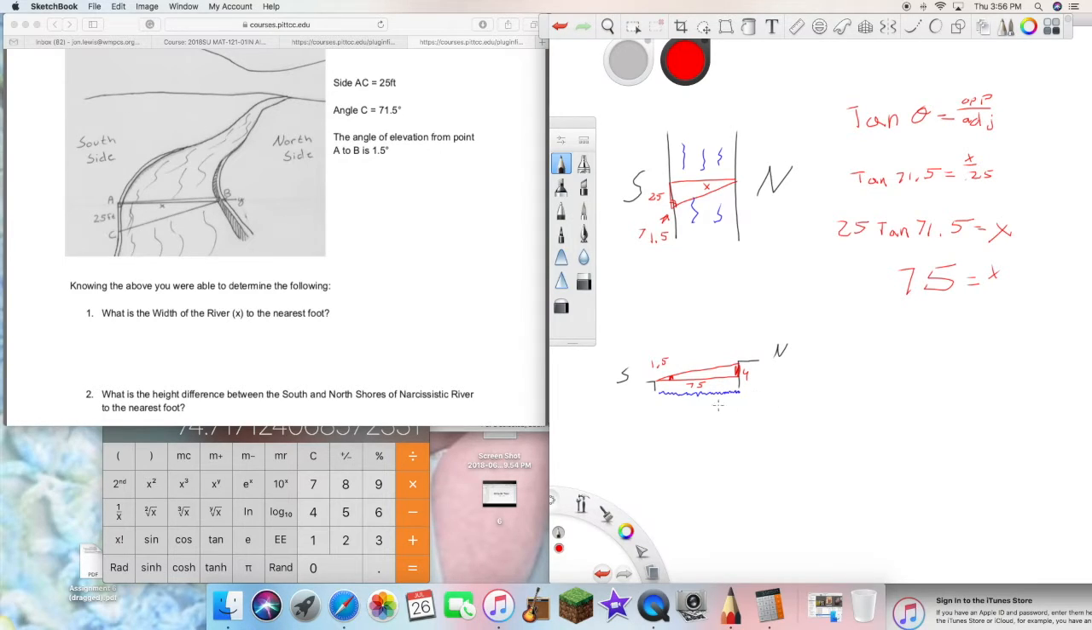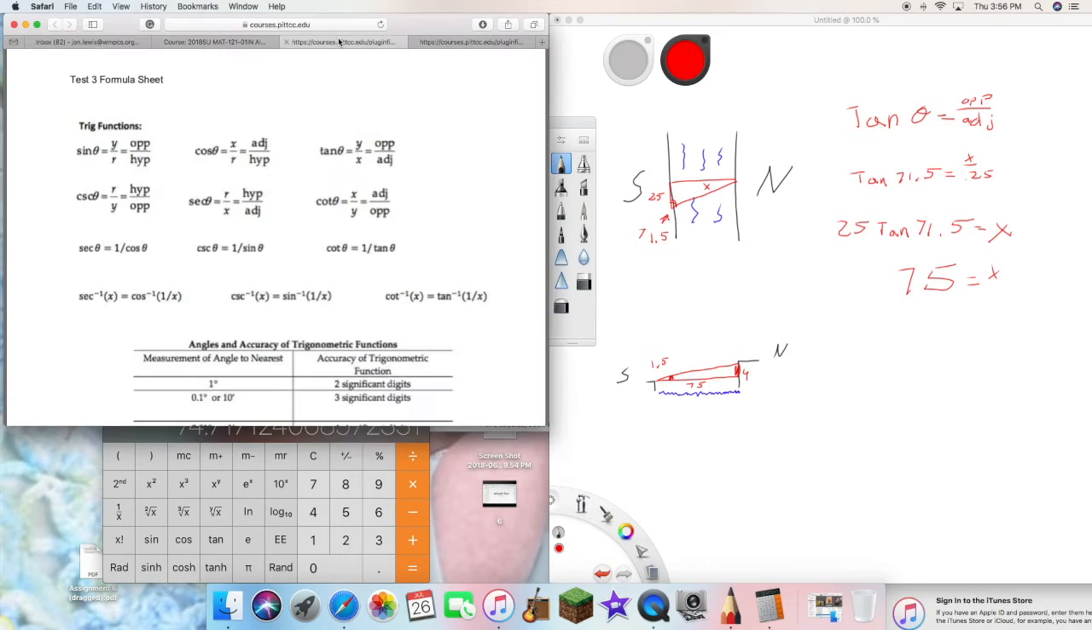Okay? So, what things do I know? Well, I know that this angle is 1.5 degrees. I know the two sides that I'm looking at. One is y, which is directly opposite of this angle. And I also know that 75 happens to be the adjacent side.